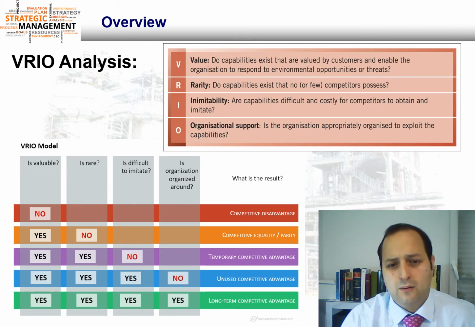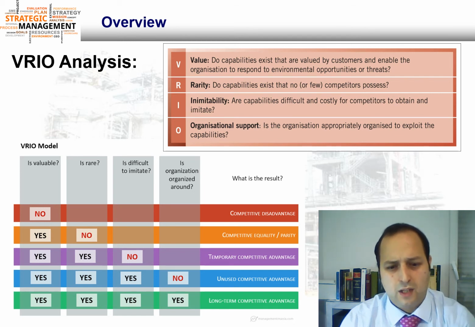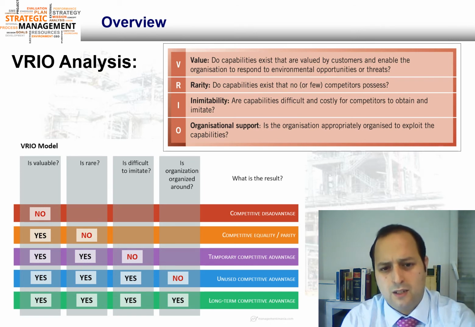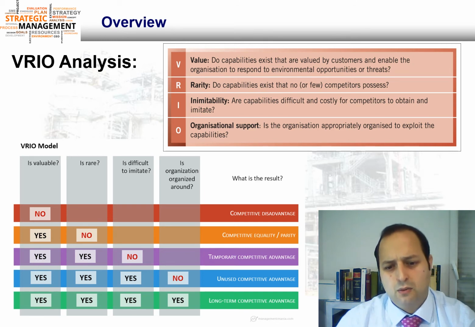What will happen if we have a valuable competitive advantage and a rare competitive advantage, but it's not difficult to imitate? In this case, our competitors are going to copy our competitive advantage in a very short period of time, so we just are going to have a temporary competitive advantage. So it's necessary to have the 4 factors: valuable competitive advantage, rare competitive advantage, difficult to imitate, and a well-organized company, so that we can obtain a sustainable competitive advantage, a durable competitive advantage.